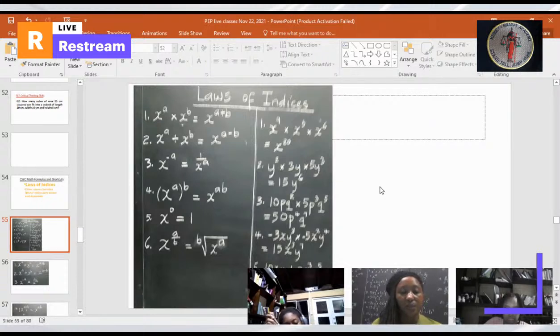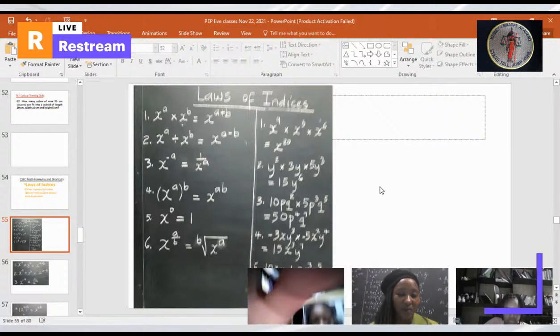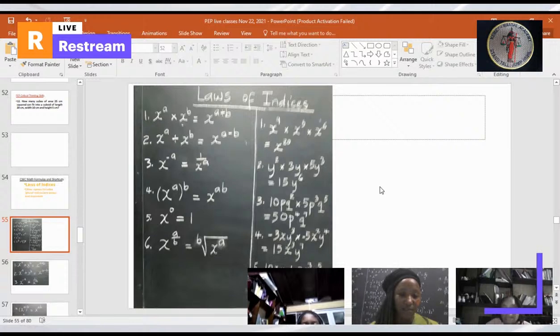And number 1 says x to the power of a times x to the power of b is equal to x to the power of a plus b. Number 2, x to the power of a divided by x to the power of b is equal to x to the power of a minus b. Number 3, x to the power of negative a is equal to 1 over x to the power of a.